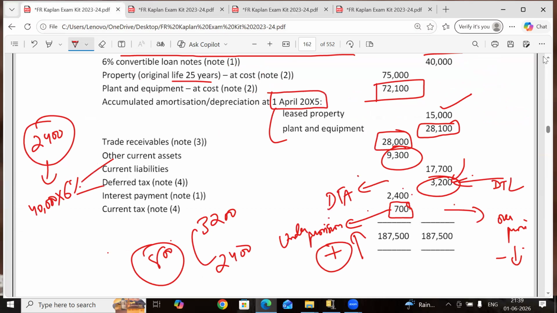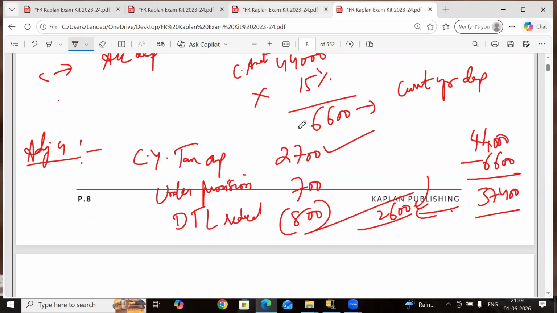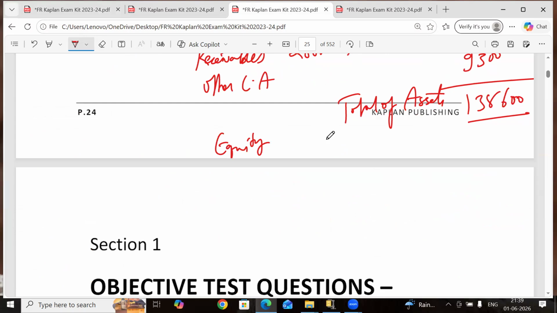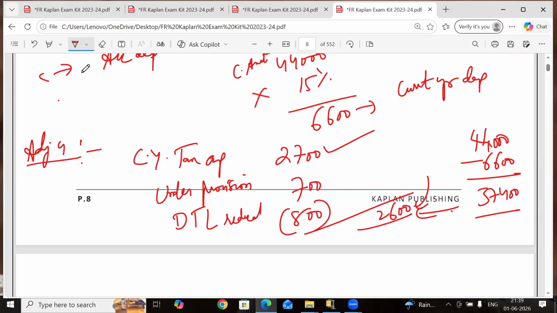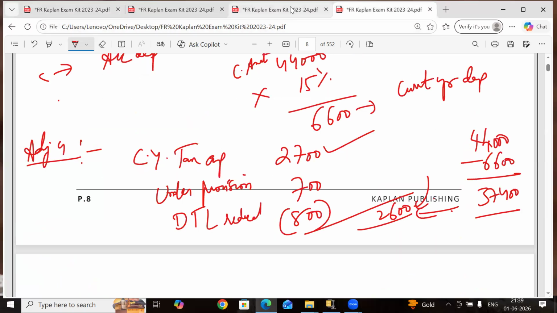Equity, how much? 50,000. $1 is the share value. We'll do the retained earnings part.